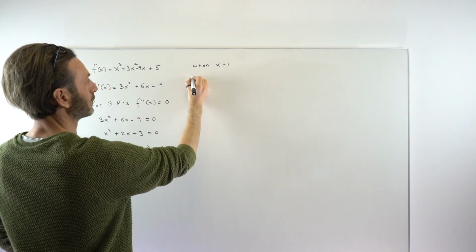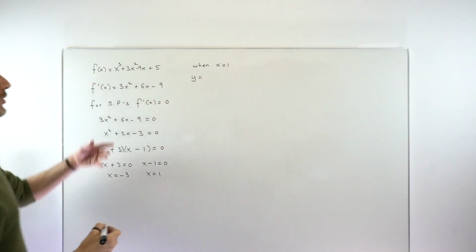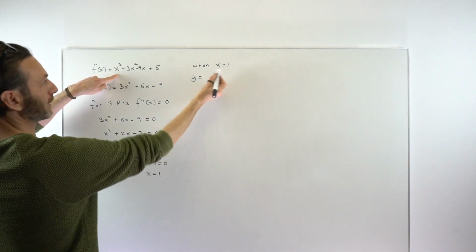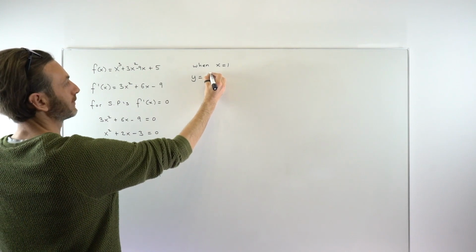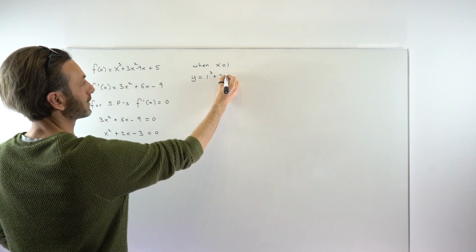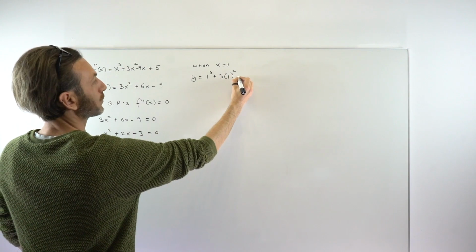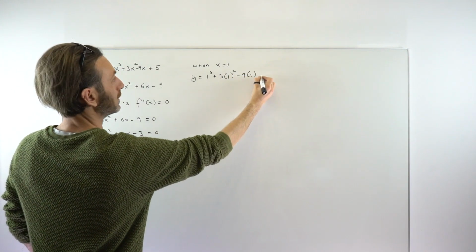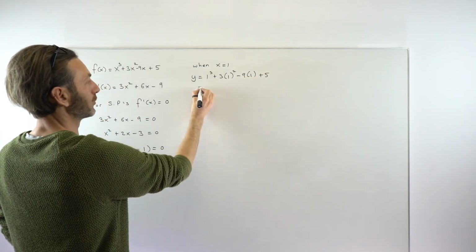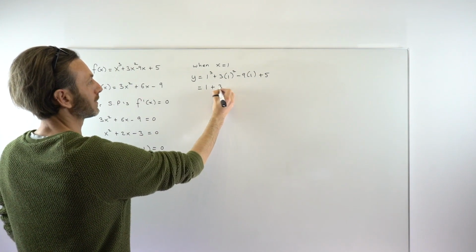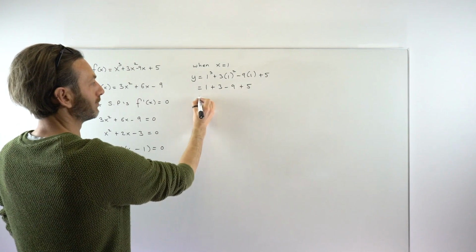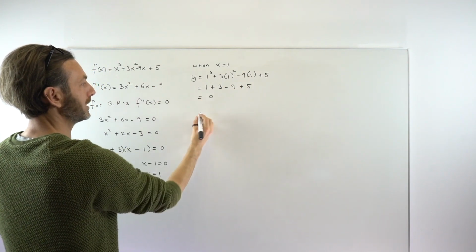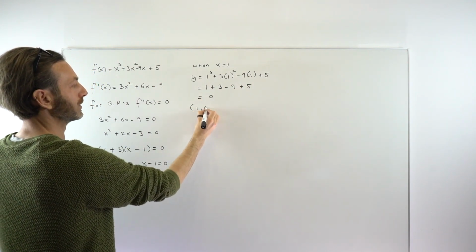So when x is 1, we're going to get y, which is, remember, your f of x value, by plugging the 1 back into the original function. Be careful not to put it into the derivative. So it's going to be 1 cubed plus 3 times 1 squared minus 9 times 1 plus 5. Wow, it's horrible, but you just got to go for it. So it's 1 plus 3 minus 9 plus 5. That looks to be 0. Yeah, 0. So that point is going to be 1, 0.